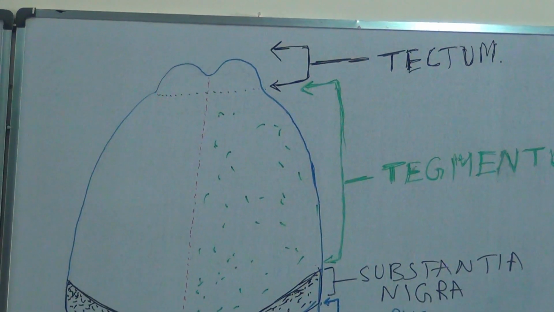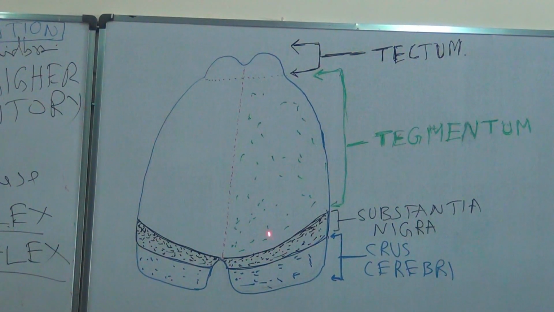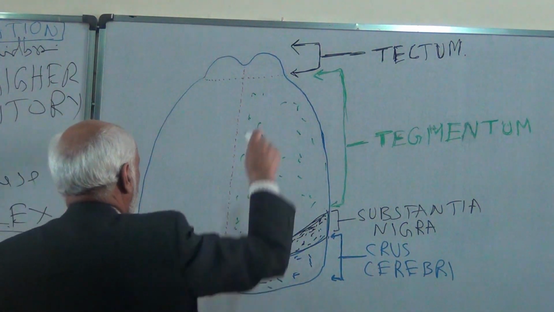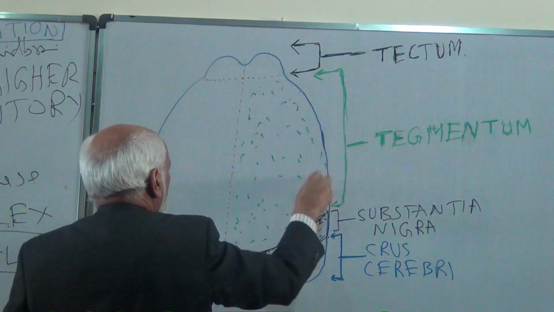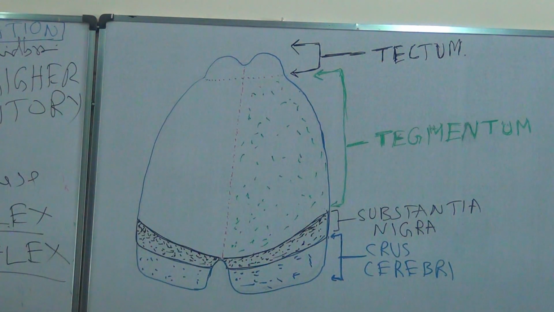Tectum. Each half of the midbrain is known as the cerebral peduncle. From before backward, each cerebral peduncle comprises the crus cerebri in front. Behind the crus cerebri is the substantia nigra. Still behind the substantia nigra is the tegmentum, and the most dorsal part is known as the tectum. In this way, we divide each cerebral peduncle into these parts from before backwards.